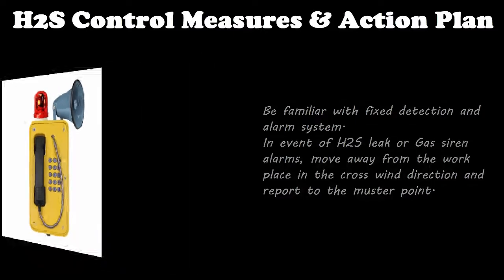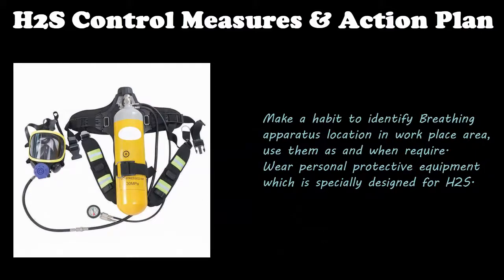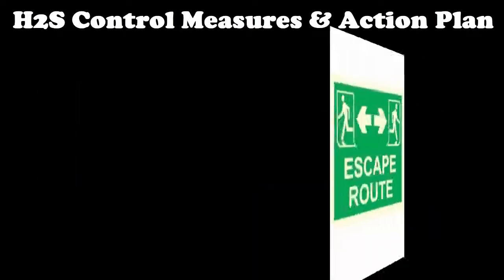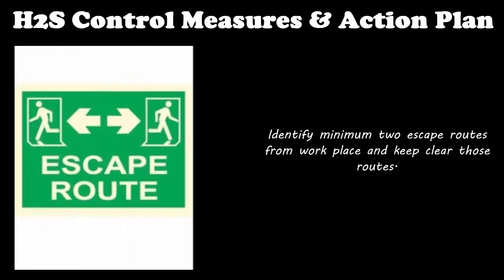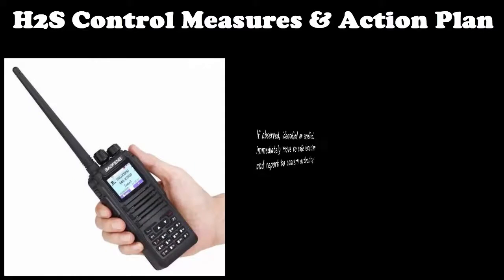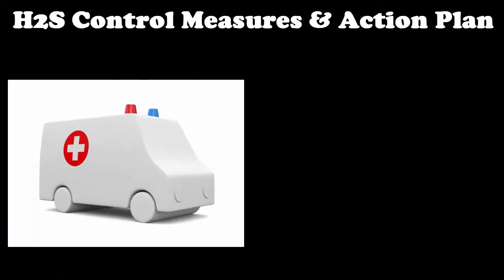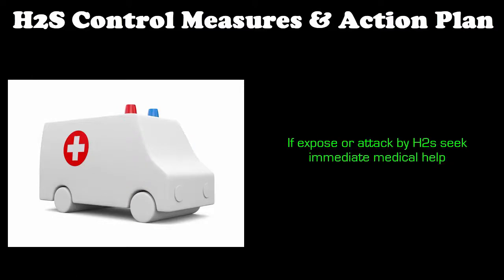Make a habit to identify breathing apparatus locations in the workplace area. Use them as and when required. Wear personal protective equipment which is especially designed for H2S. Identify a minimum of 2 escape routes from the workplace and keep those routes clear. If H2S is observed, identified or smelled, immediately move to a safe location and report to the concerned authority. If exposed to H2S, seek immediate medical help.